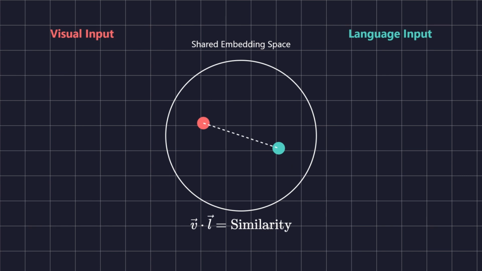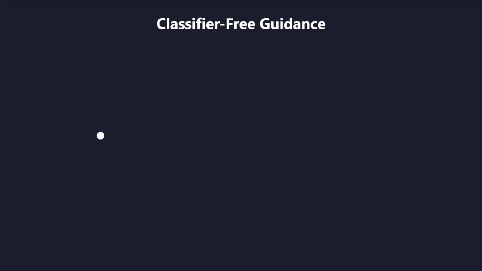Contrastive language image pre-training, or CLIP, provides the bridge between vision and language. It projects both text and images into a shared embedding space where they can be compared directly.